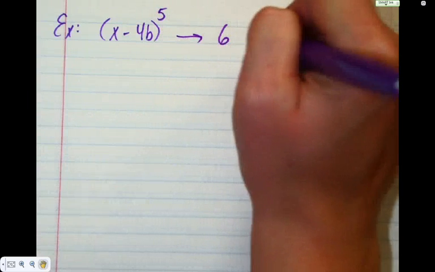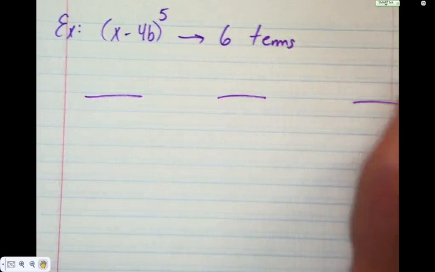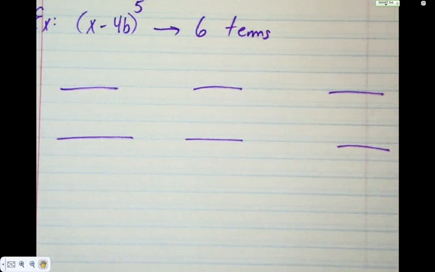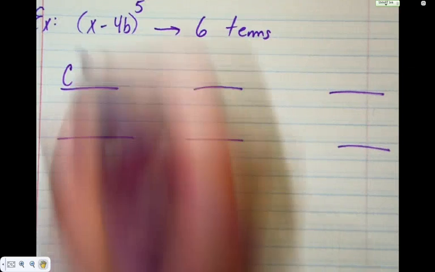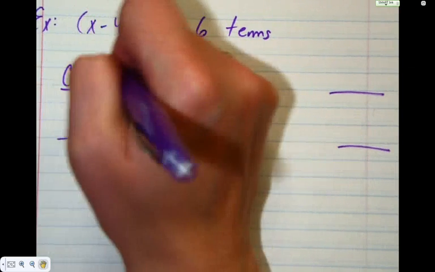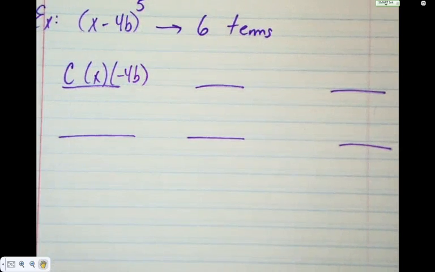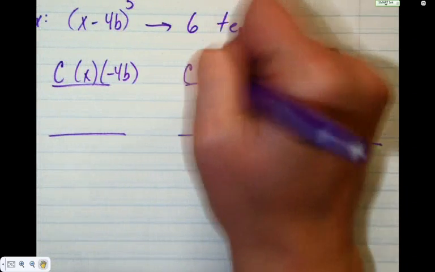First thing you want to ask yourself is, how many terms? Because it's going to help you set up the answer. How many terms does this have to have? 6. Okay. So again, some people like blanks, some people don't care about the blanks. Now this is how I set it up quickly. I know I'm going to have a combination. I'll fill in the n and r after. I know I'm going to have x to the something, and I know I'm going to have minus 4b to the something. So I set those all up before I actually do the exponents.